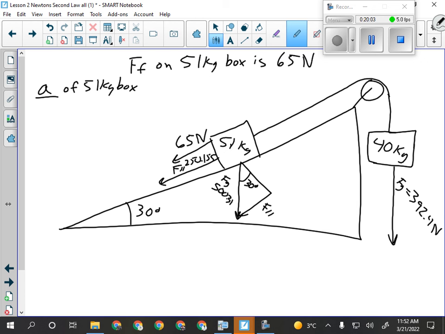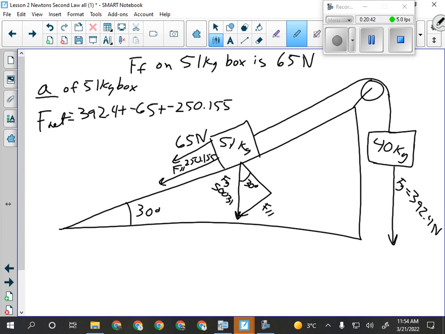Okay, trying to find the acceleration of that box. Give you a couple more minutes. Okay, so can we calculate the net force? Right, so we're going to take our sum of all forces. Okay, so that'll be our 392.4 plus negative 65 plus negative 250.155. Okay, is it okay that I just add them even though there's a ramp and an angle? It is. I already took the angle into account. That's why I have that parallel.